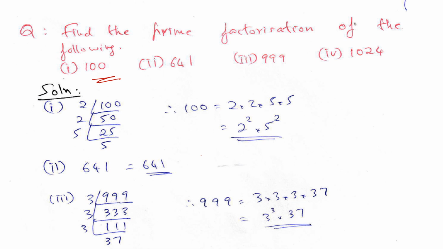Similarly, other numbers like 1024, then one more was there in the notes, 7007. All those things are there in the notes. You can just go through it. I'm just giving you some similar type of problems here. That's all for your understanding. Okay.